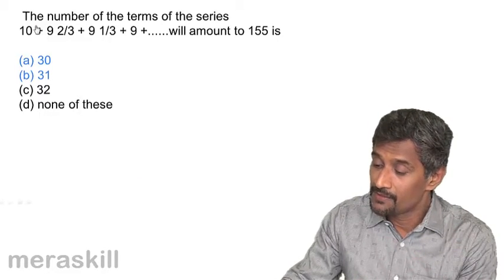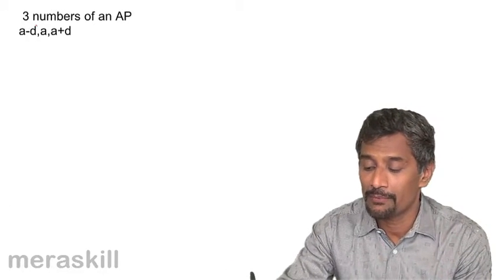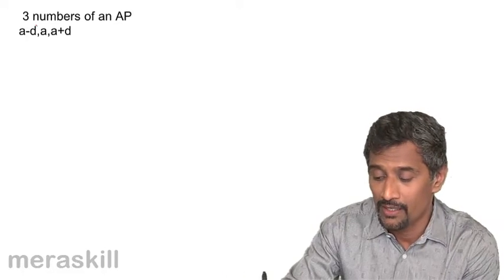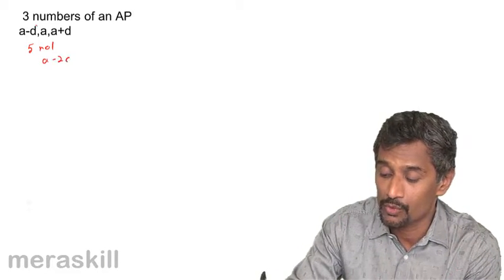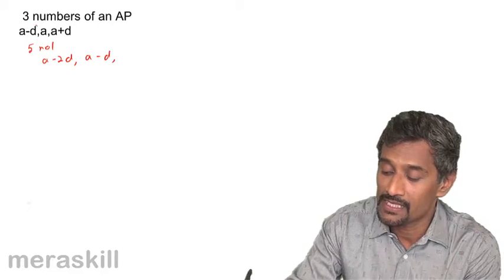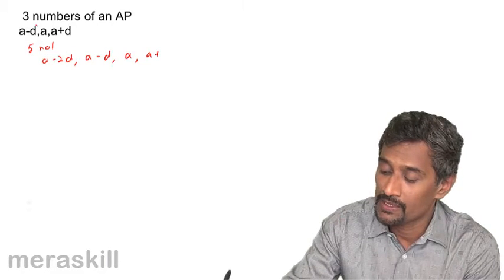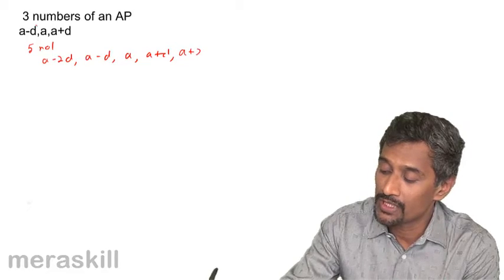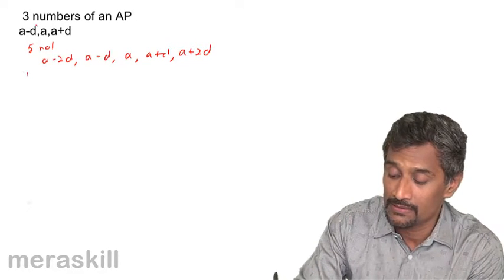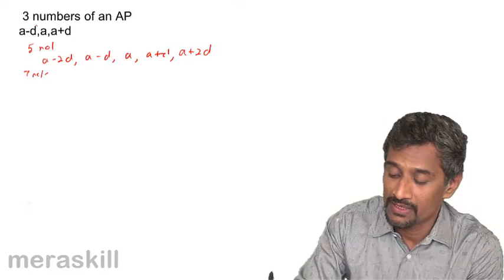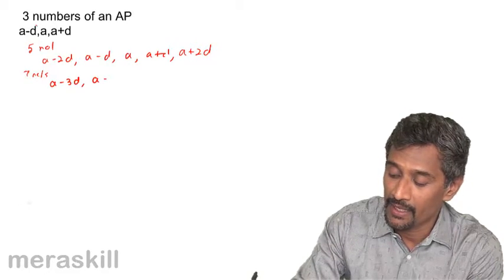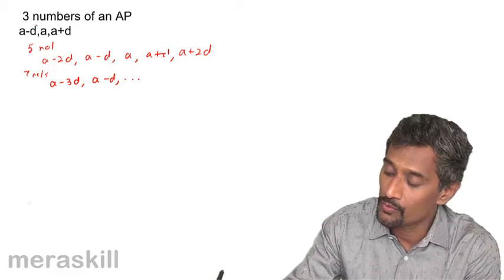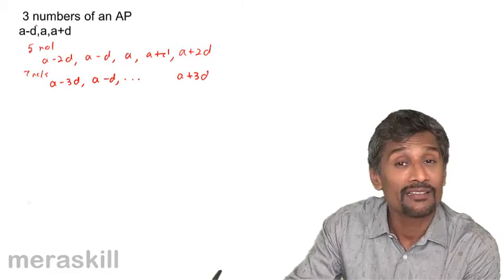Right. Furthermore, we have three numbers of an AP, which we take as a minus d, a, and a plus d. As a quick recap, 5 numbers of an AP can be taken as a minus 2d, a minus d, a, a plus d, a plus 2d. And suppose it is 7 numbers, it will be a minus 3d, a minus 2d, a minus d, and so forth up till a plus 3d.